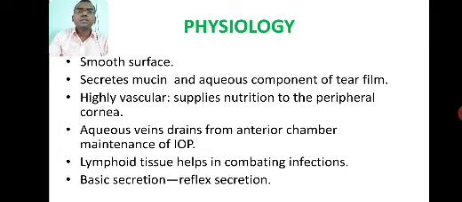The conjunctiva is also involved in basic secretion, and it plays a very important role in reflex secretion. We will discuss this in the physiology of the lacrimal apparatus. So these are the main points of the conjunctiva anatomy and physiology.